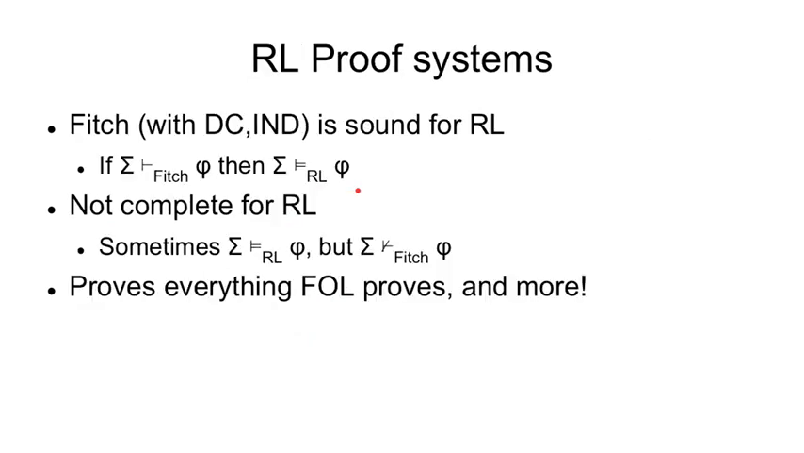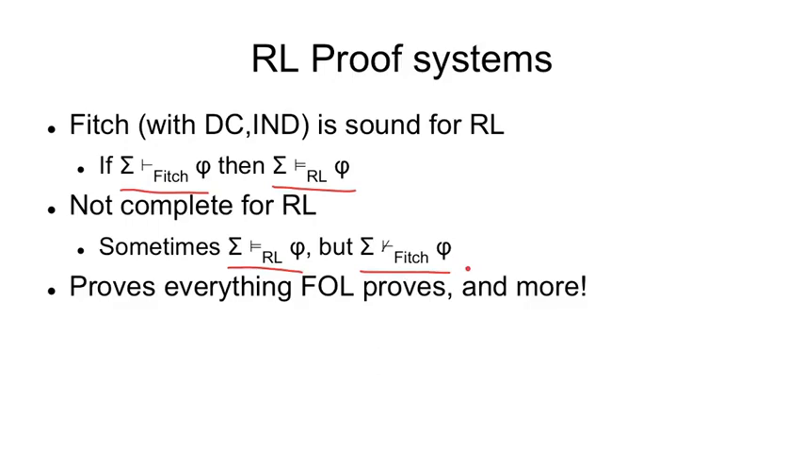What about for relational logic? We know that the Fitch system with domain closure and induction is sound for relational logic. That is, if a sentence is provable under the system, then it is an entailed conclusion under relational logic. But the system is not complete. So there are examples where you have a sentence that is entailed under relational logic, but is not provable with this proof system. That seems like a big disadvantage, but it isn't actually.